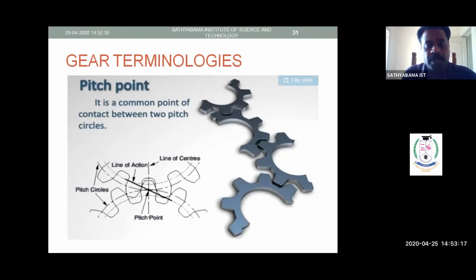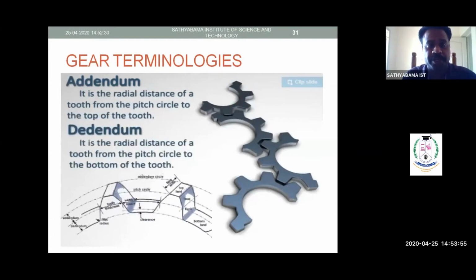Next, what is this pitch point? Suppose you are not using the gear individually. In the metrology lab, you are measuring the tooth thickness and all those things. That's why you are taking the gear and checking the parameters. But in a real field, two gears will be used simultaneously, correct? So you can observe here, two gears are mating. By this we can understand the pitch point as the common point of contact between two pitch circles. If two gears are mating each other, what is the common point of contact at the pitch circle? Sorry, pitch point.